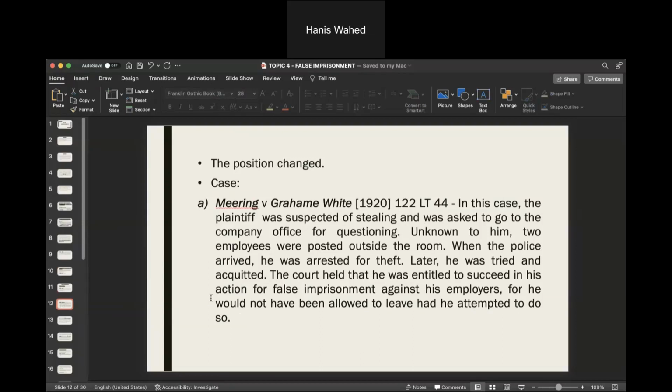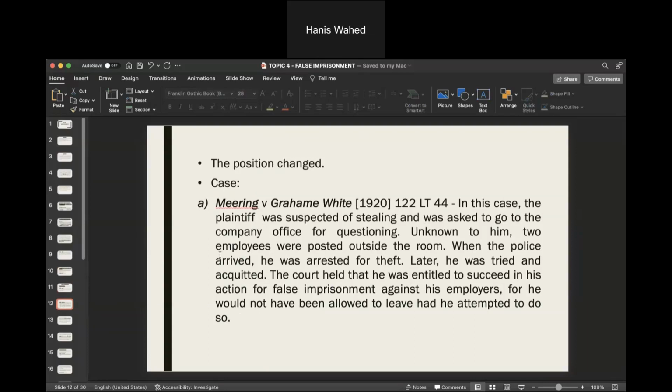Maksudnya B ni perlu buktikan pada mahkamah yang A has the intention to restrain B, and then the restraint itself is complete. Maksudnya total restraint, ya. Maksudnya B ni dia tak dapat pergi mana-mana sebab pintu adalah terkunci dan A standing outside the room. Okay. And then number 3, B perlu buktikan pada mahkamah bahawa the restraint is caused by A. A is the one who did that thing and not because of another person. Okay. So that's the example.